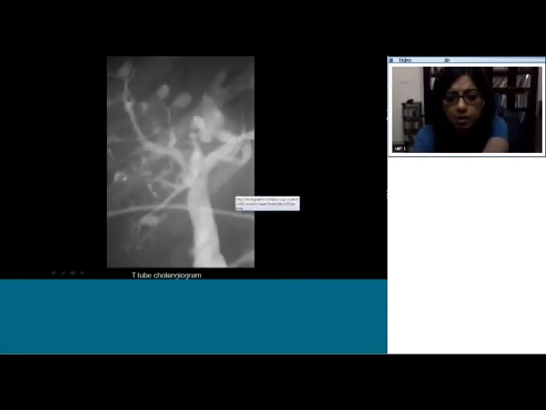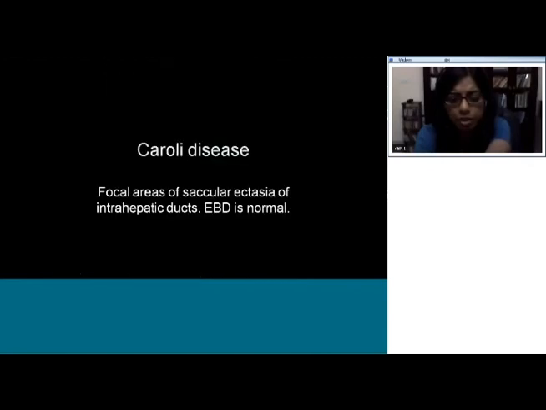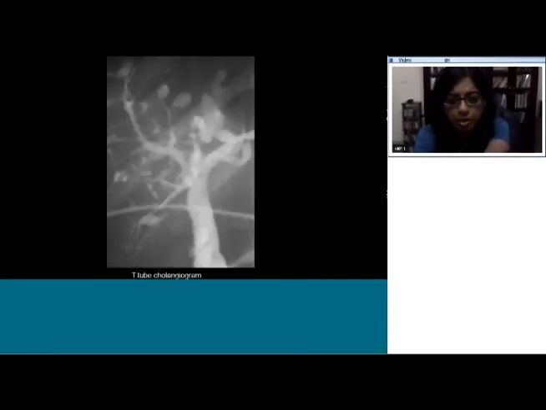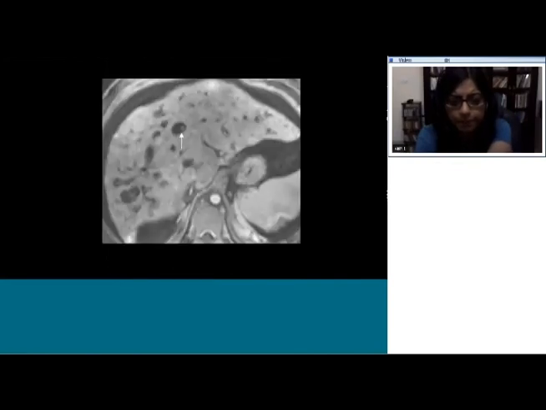Okay. This is a T2 plan. Caroli disease, right? Yes. And the key thing to note is that the extrahepatic bile duct is normal. Now that's an MRI post contrast image showing the central dot sign.